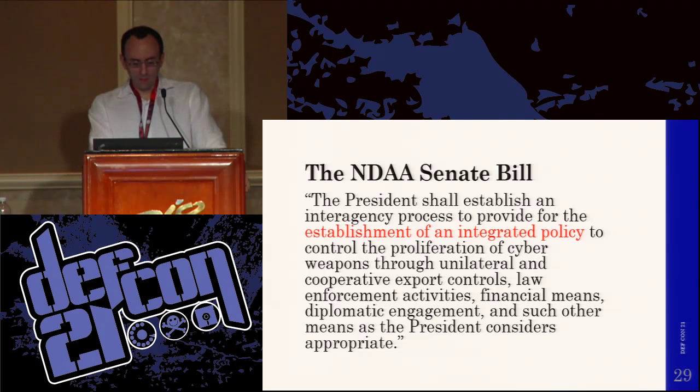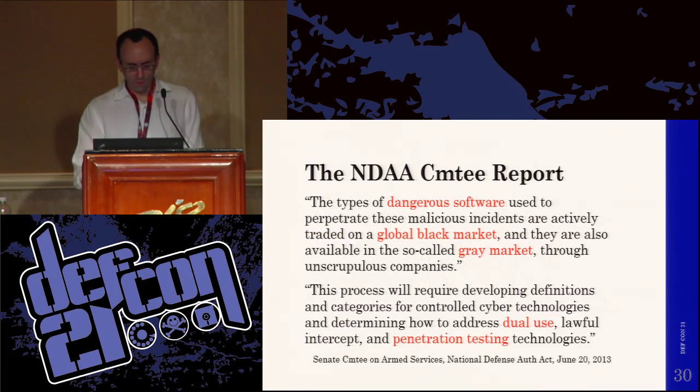The bill notes that the president shall establish a process for developing policy to control the proliferation of cyber weapons through a whole series of possible actions: export controls, law enforcement, financial, diplomatic engagement, and so on.